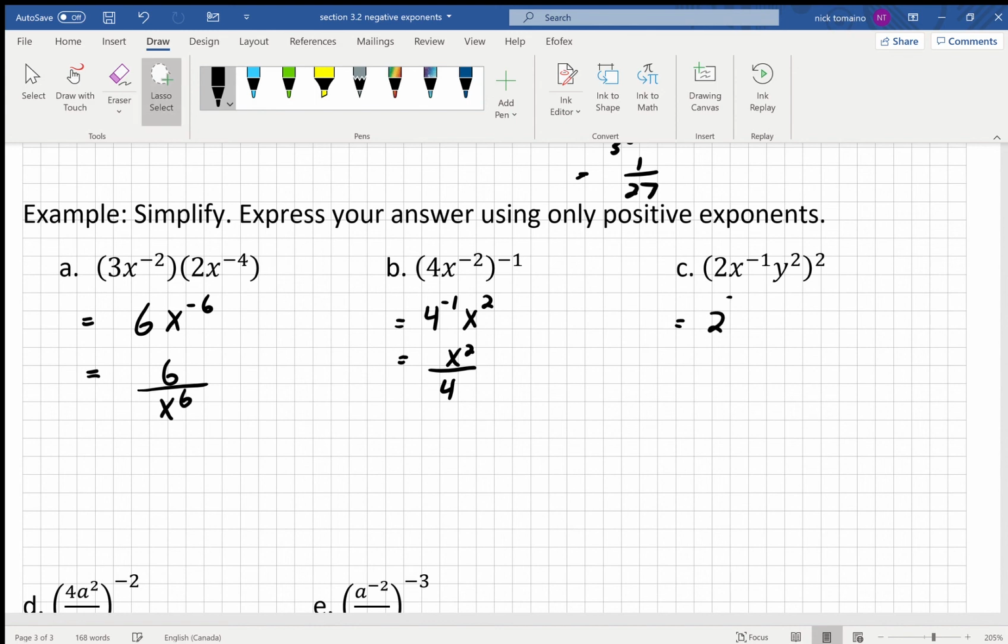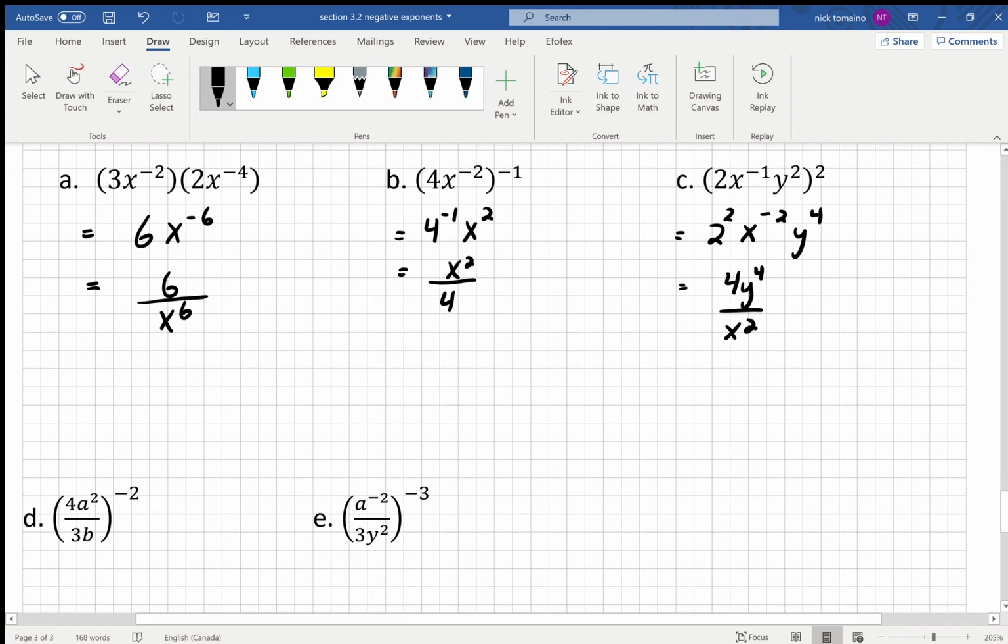Okay, good. Next one, we're going to apply the 2 to each thing again. So we have 2 to the 2, x to the negative 2, y to the 4. Now the only thing that's going to go into the denominator is the x, and then we're going to always evaluate, never leave it as a power. So 2 to the 2 is 4, y to the 4 over x squared.